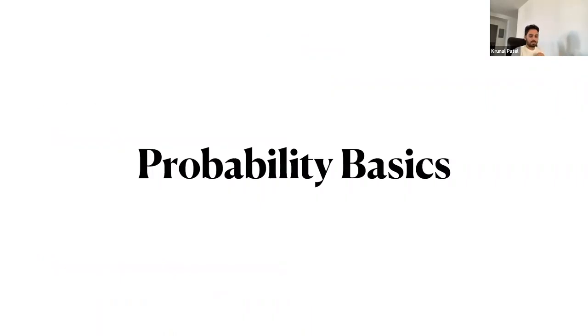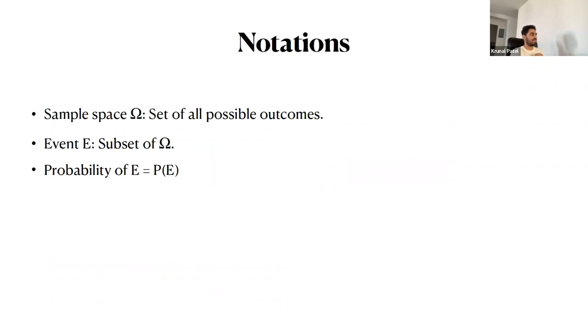Okay, so let's start with the basics. I'm not really going to spend a lot of time on the basics because they are really very basic. So first, let's get settled on the notation, right? We will use omega for our sample space, which is the set of all possible outcomes. We will denote events with capital letters, not necessarily E, each of which is going to be a subset of the set of all possible outcomes, and the probability we will denote with a capital P and the event in brackets.